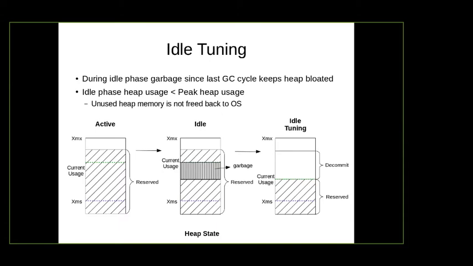If you can collect that garbage and decommit the memory, where decommit means returning the memory back to the OS, that's the state which is indicated in the last diagram, which has the heading of idle tuning. You can see a large part of the heap we are able to decommit if we do a GC cycle. That will also reduce the memory footprint of your application. So this is the tuning that we have done in OpenJ9.